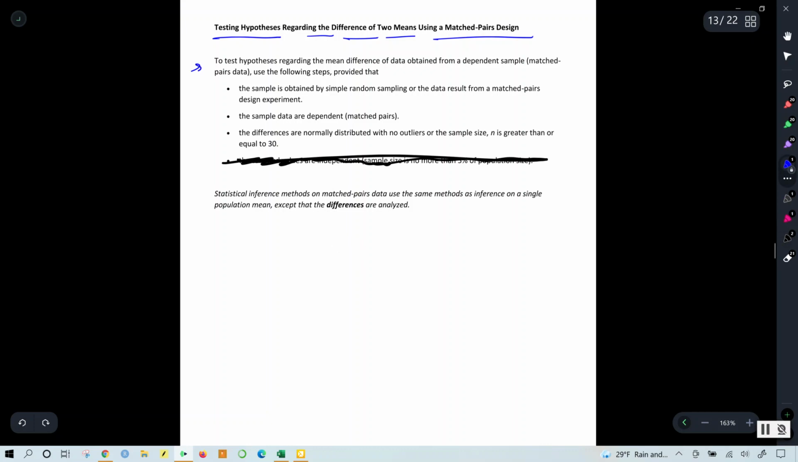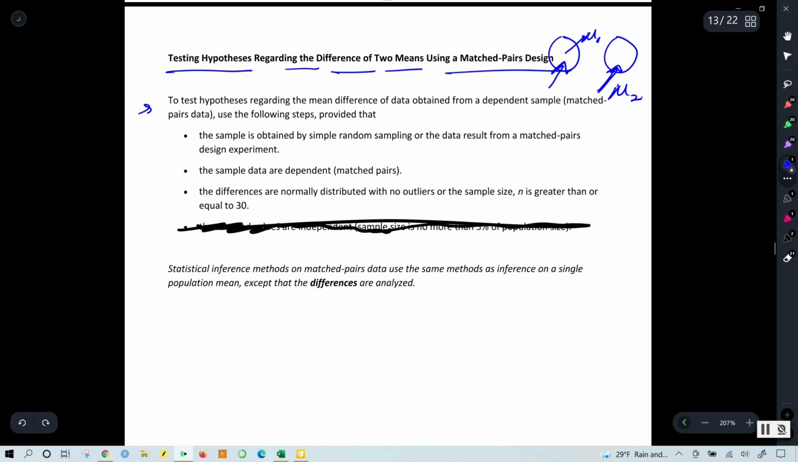In this case, we are looking at two populations. We look at the average of this population, let's call it mu1, and then the average of the second population, let's call it mu2. Our interest is to compare these two values as long as there is a connection between the units in this population and the units in this population.